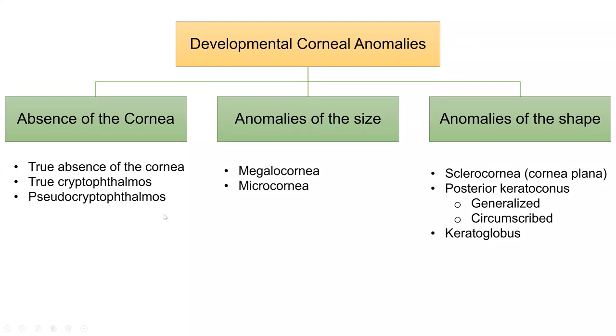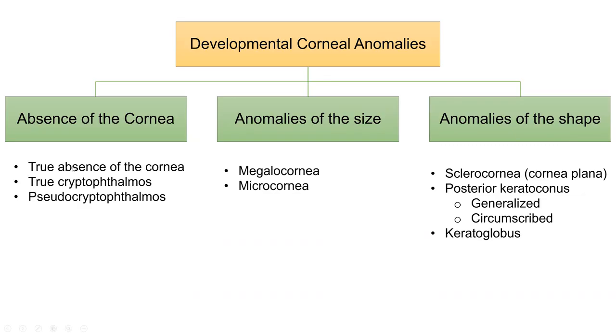For most corneal lesions, it will be a problem during the maturation, differentiation and growth of the corneal tissues, and usually they are caused by underlying genetic disorders. So they are mainly developmental anomalies. To classify these developmental corneal anomalies, this can be either a total absence of the cornea, or abnormalities in corneal size, or abnormalities in corneal shape.